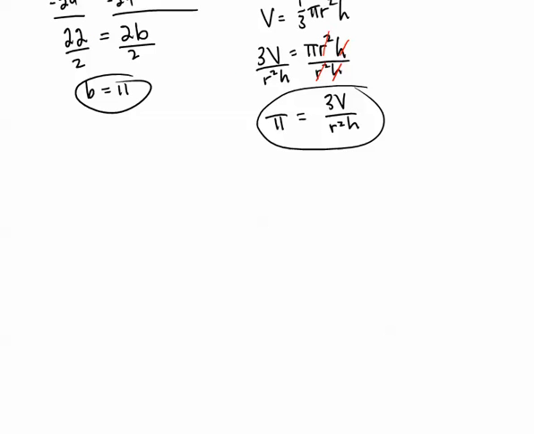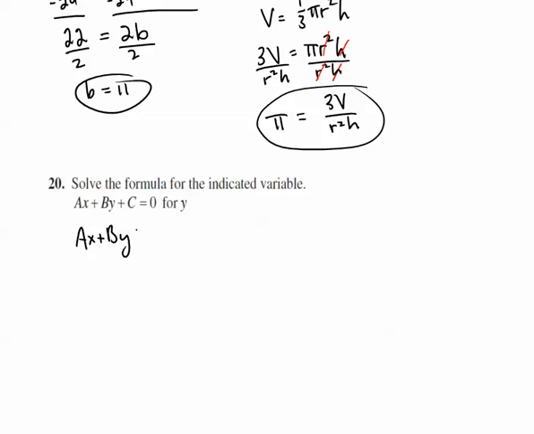And then finally in this section we have number 20. And 20 also asks us to solve the formula for the indicated variable, and we want to solve for y. So we start off with ax plus by plus c equals 0. Our goal is to solve for y, which means to isolate the y. So we're first going to start by subtracting the ax. And so we have by plus c equals negative ax.